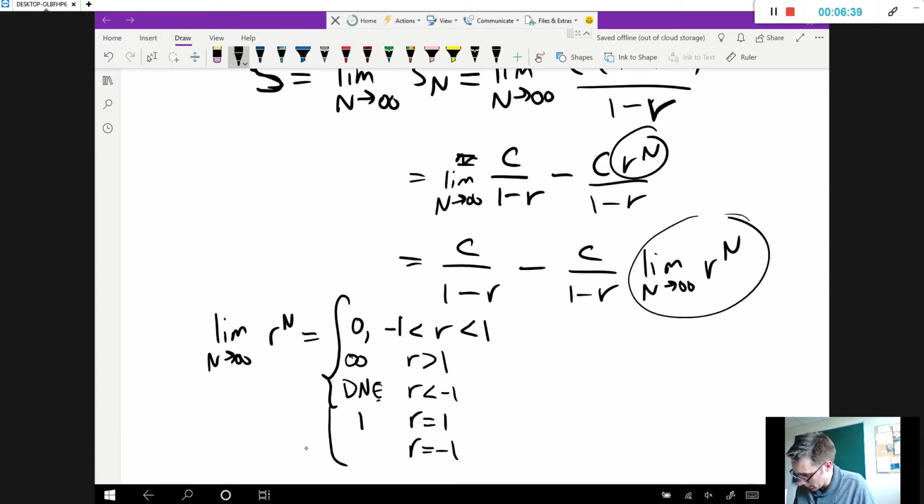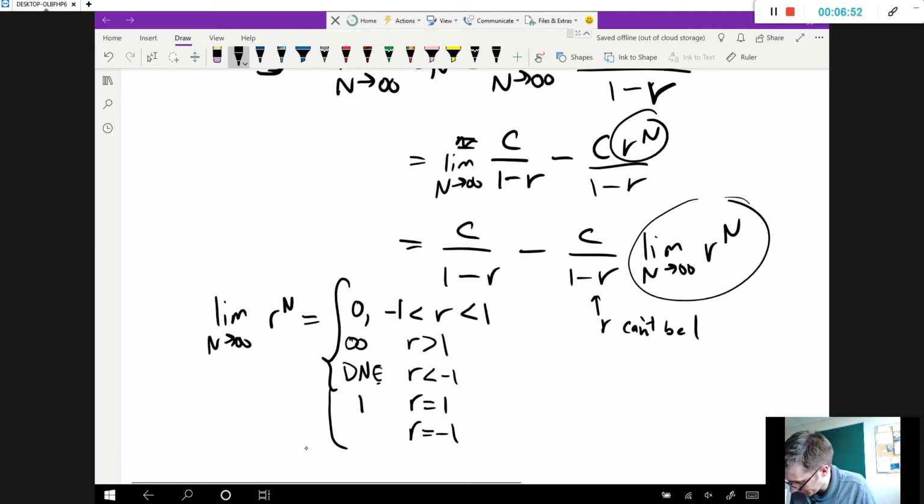But notice something. If r was equal to 1, we would have a problem here. We'd be dividing by 0. So that's going to be a special case, and we're going to have to think about that carefully.